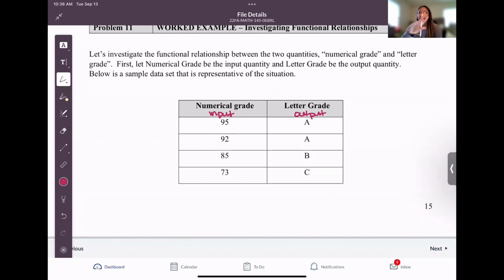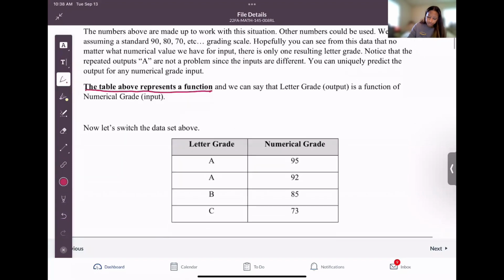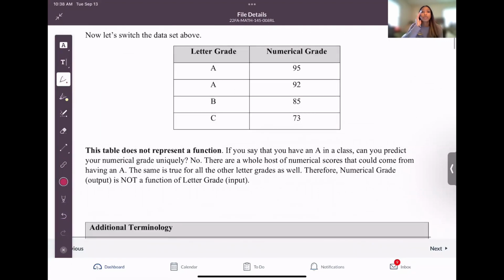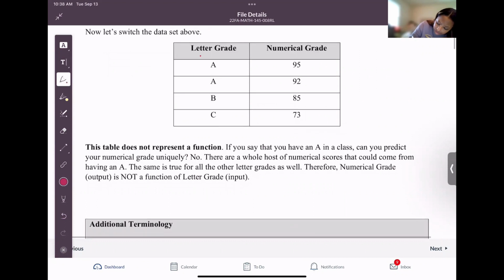However, what happens if we switch these? So in the next table, we're going to say that the letter grade is the input and the numerical grade is the output. Does this table represent a function? Does each letter grade correspond to one numerical grade? The answer to that is no.